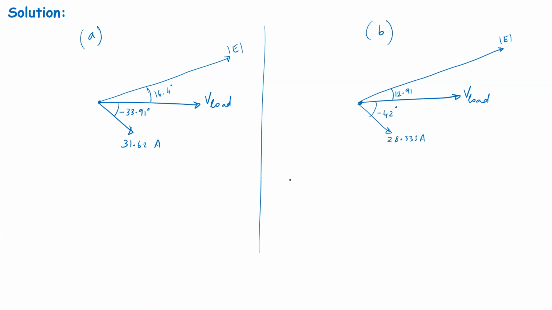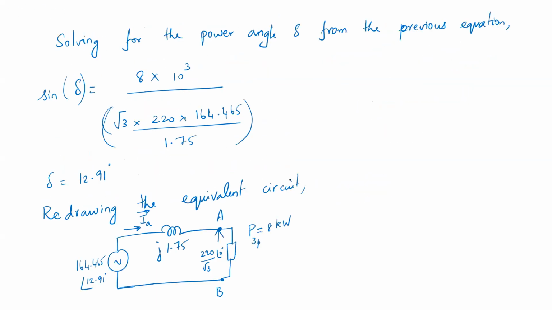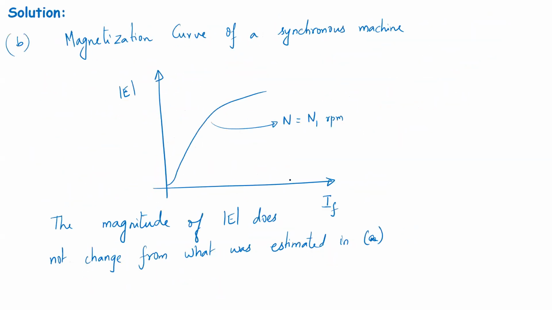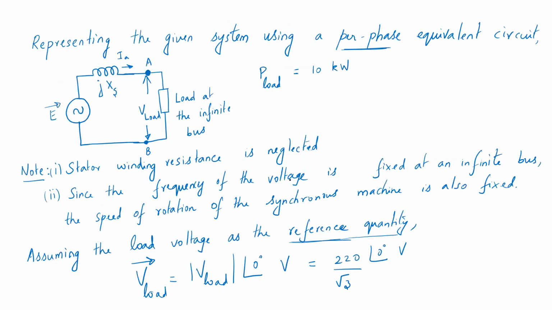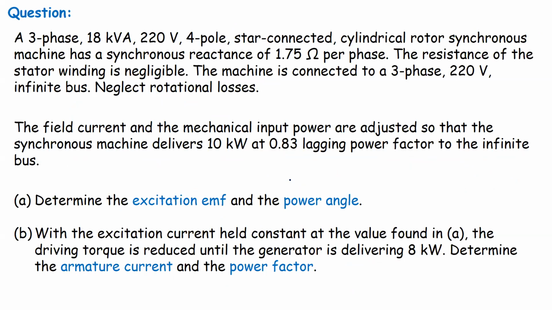Okay, so this problem has helped us utilize the concept of a single machine connected to an infinite bus successfully to solve for the excitation EMF and power angle under a particular operating condition, as well as an armature current and power factor when a few operating conditions are changed. I hope this video has helped you learn how to solve such an example or such a problem, and I hope you will follow the detailed steps that I used while solving this in your exam as well.